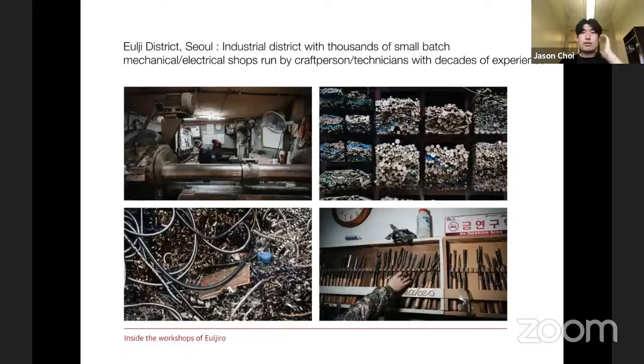Also, through interacting with artists in other domains, I felt that the DIY method can require high skills and knowledge, which poses a risk of being elitist and also a risk of a libertarian approach. I also found that there are various modes of working with technology. For instance, in Seoul, South Korea, it's very common for artists to work with small batch mechanical electronic workshops in the Ulju district. And this really tight network between the mechanics and the artists has created an interesting way of artists working with technology and developing it.